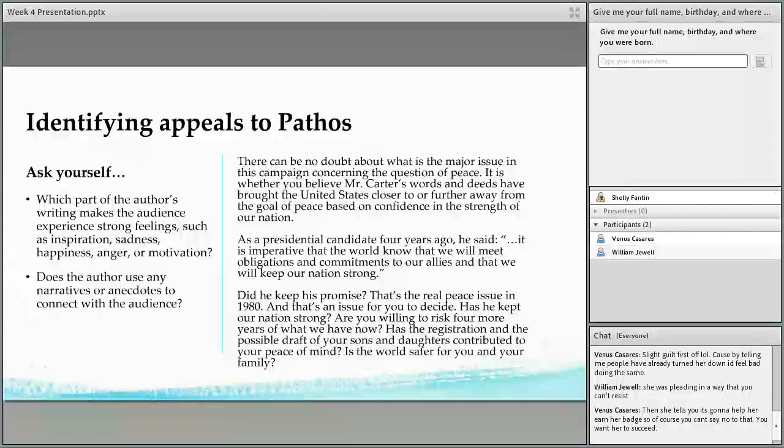Okay, can you guys think of just one line in there or one comment that he made that you think was meant to tug at your heartstrings? See what you can find.